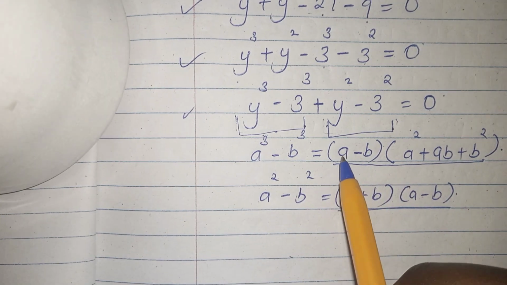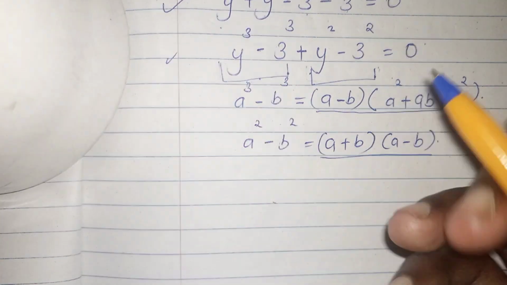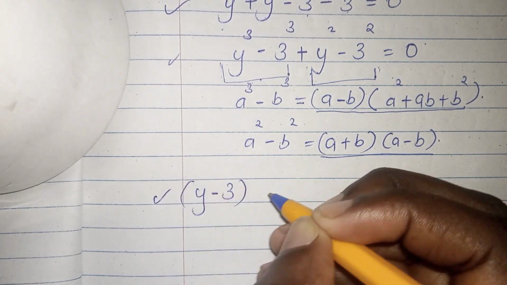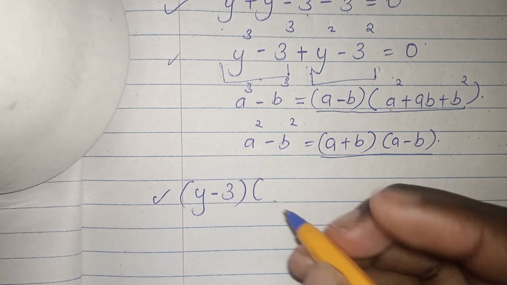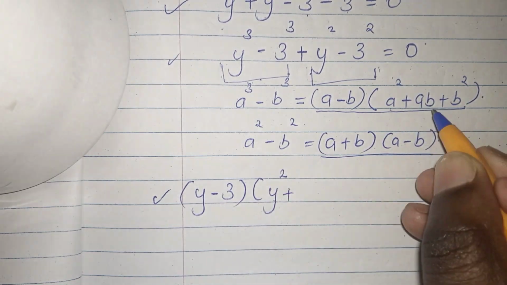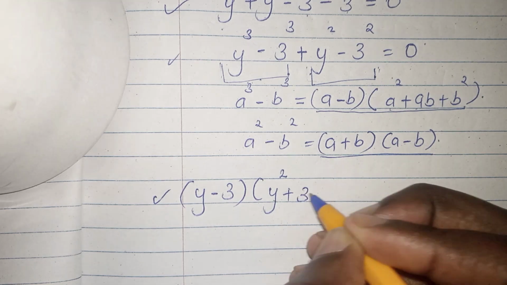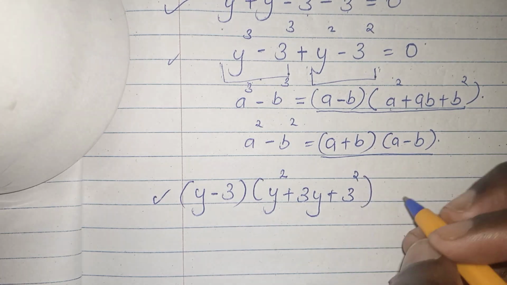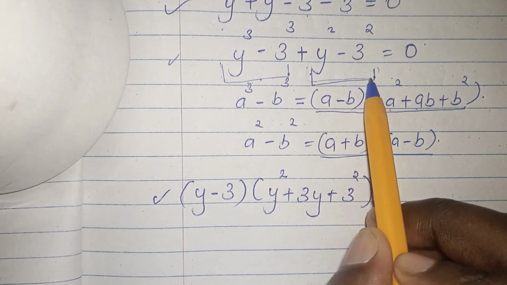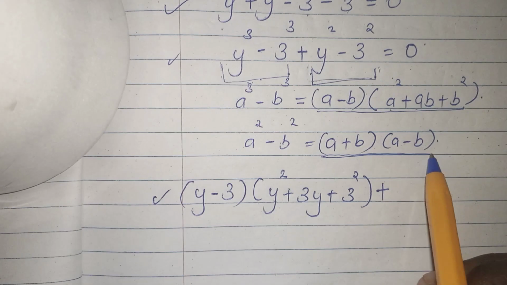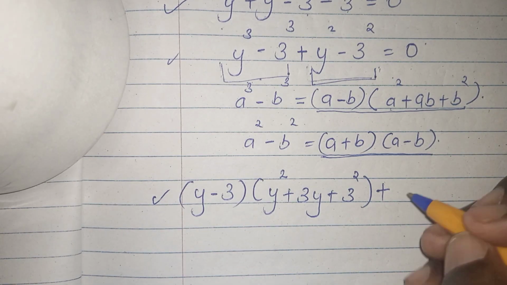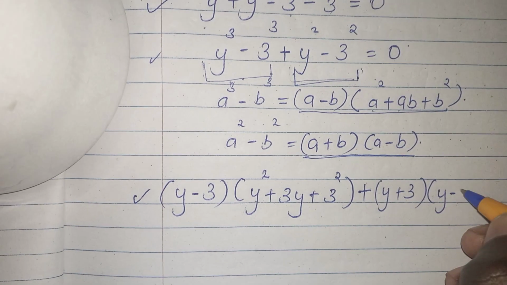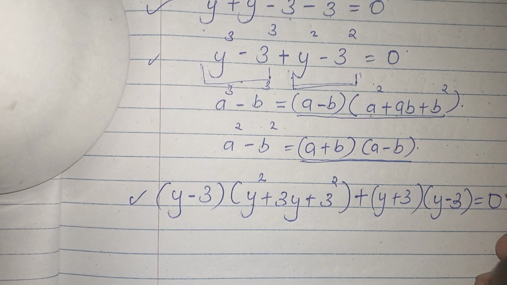So let us begin by applying this cubic principle here for this case. Therefore, this will be y minus 3 into bracket a squared. So this is y squared plus ab. So this is 3y plus b squared, which is 3 squared into bracket plus. So for this, we are representing it using this perfect square identity. Therefore, this will be y plus 3 into y minus 3 is equal to 0.